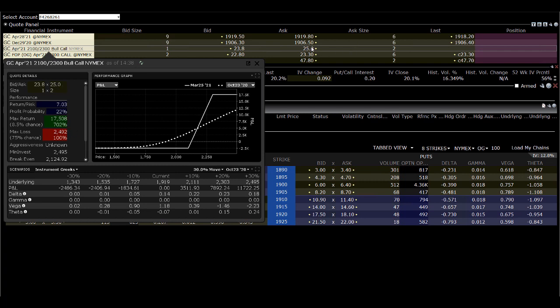So you're basically risking 2,500 if you went long here at the ask. You risk 2,500 plus commission, and your potential max return is 17,508 if it hits that 2,300 level. If at the end of it, by March 25th, 2021, the option is below 21.25 right here, you're right at break even. So 21.25 is your break even. You'd have to get to 21.25 to be break even.